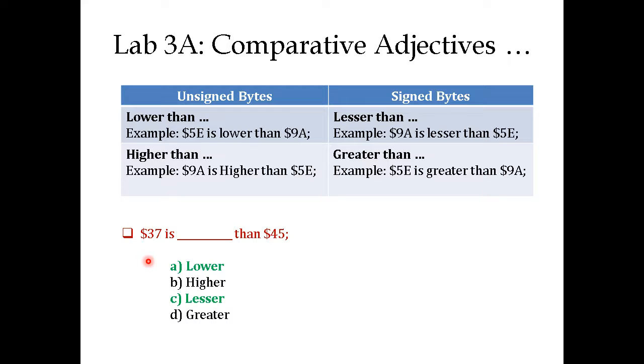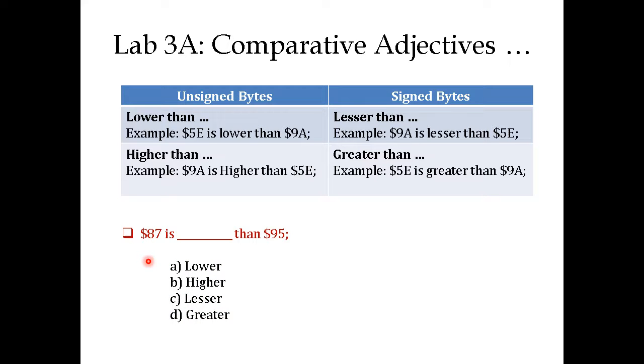Why is that? Because when you are comparing the numbers as unsigned, 37 is of course lower than 45 because 37 comes before 45. But when you are comparing the numbers as signed, 37 is still lesser than 45 because both numbers are positive. As long as both numbers are positive, 37 is always lesser than 45. Any question? Okay, let's try another one.